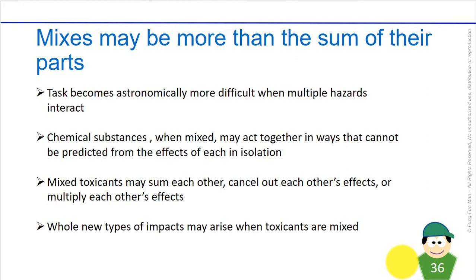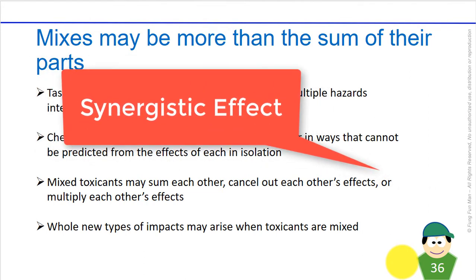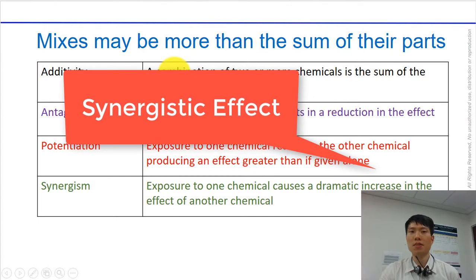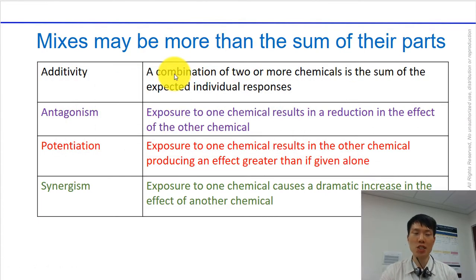So these whole new types of impacts may arise when different toxicants are mixed together, and these interactive impacts that are greater than the simple sum of their constituent effects are called synergistic effects. Now, we got 4 types of synergistic effects. Number 1 is your additivity, where it is a combination of 2 or more chemicals, the sum of the expected individual responses. So basically, it's saying that your normal mathematics, 1 + 2 give you 3, right?